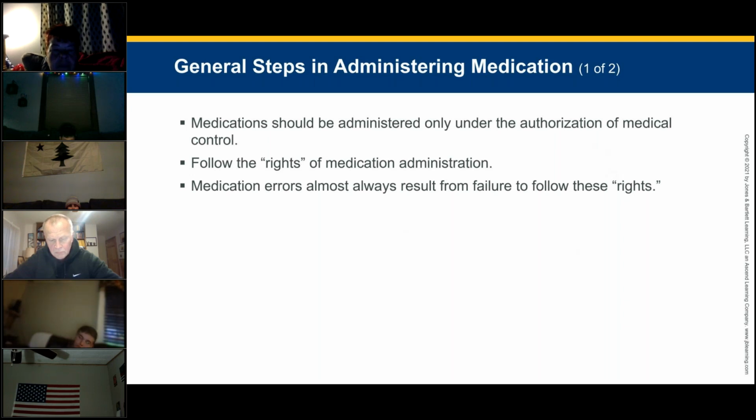The right documentation. Document your actions and the patient's response. And then medication cross checks. Use a verbal cross check procedure that verifies you're giving the right medication to the patient at the right dose. This has been found to reduce medication errors. So talk to your partner about what you're going to give. It doesn't hurt to show them what you're giving. That'll help reduce any errors.